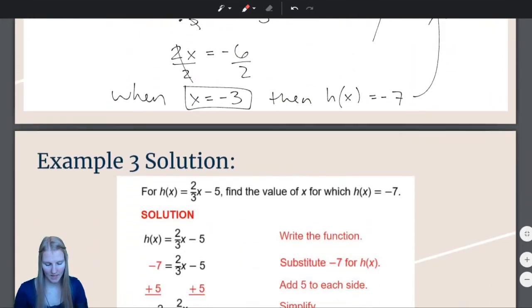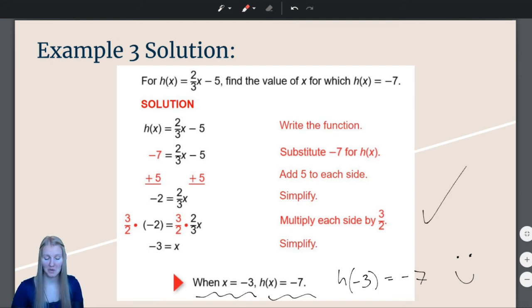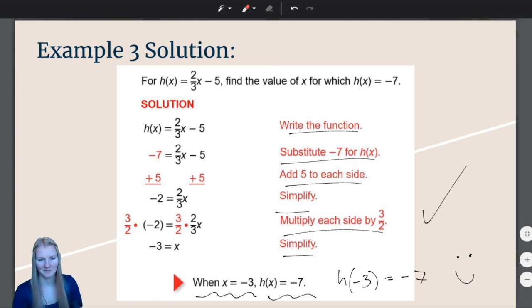Okay, let's check and make sure that we were right. When x equals -3, h of x equals -7. And remember, the short way of writing that is h of -3 equals -7. And we were right. Woo-hoo! And of course, they have their steps right here for you.